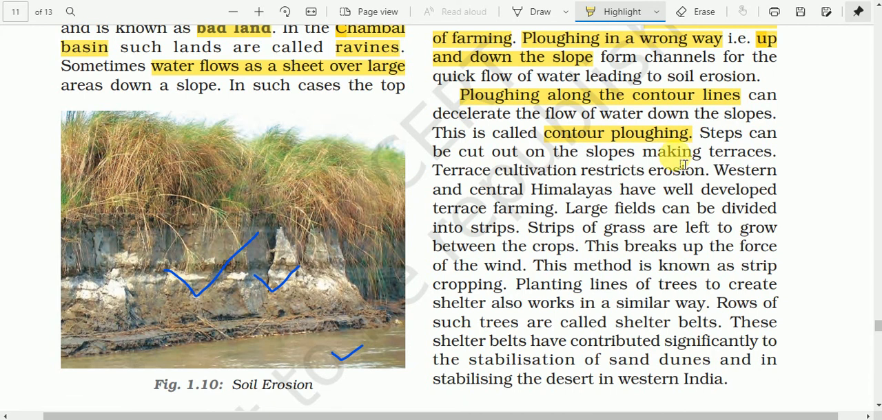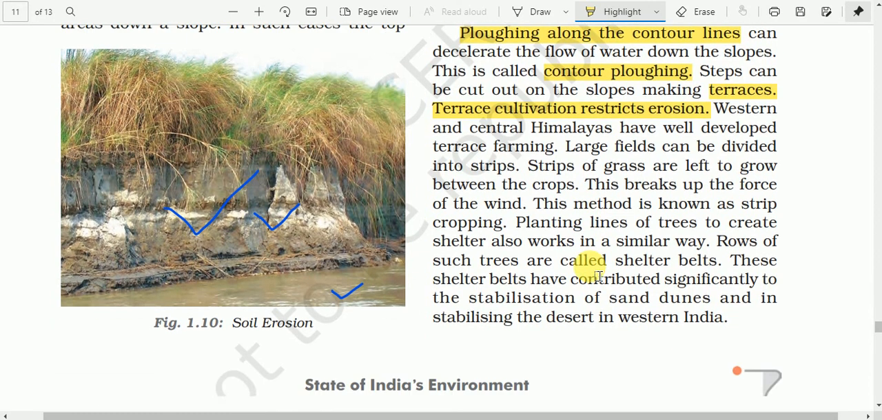And again it is mentioned also here, steps can be cut on the slopes making terraces. This will reduce the erosion, as mentioned here. Terrace cultivation restricts erosion. And so in the western and the central Himalayas you will find terrace farming.